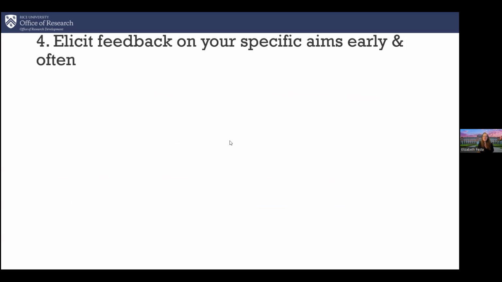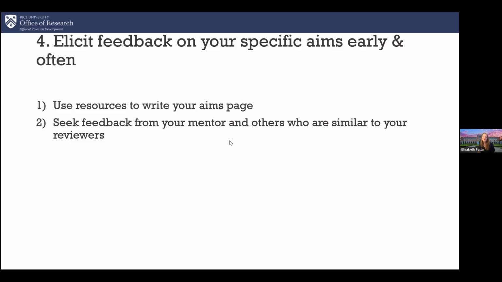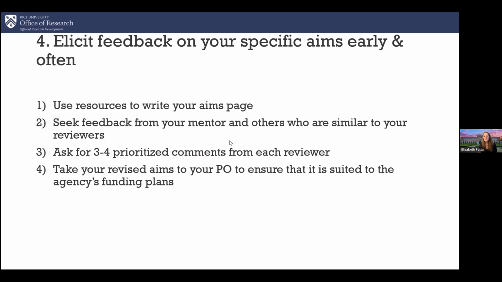One of the questions we're frequently asked is when to write the specific aims. The answer is at the beginning and in the middle and at the end. So it's now and later. It's really good to get something down on paper so that you can have a discussion with your mentor or your PO. You do want to seek feedback from your mentor. If you are lucky enough to have a peer or a co-mentor to read it, ask them for three or four actionable comments that you can use to revise it. And you want to take your revised aims to your PO to make sure that you're a good match.